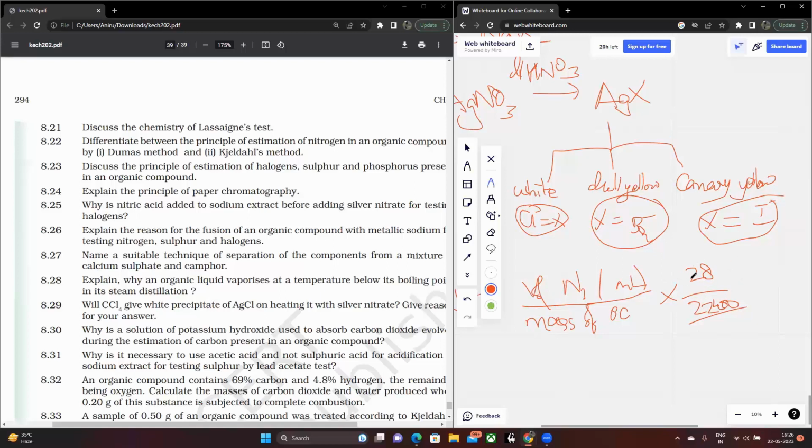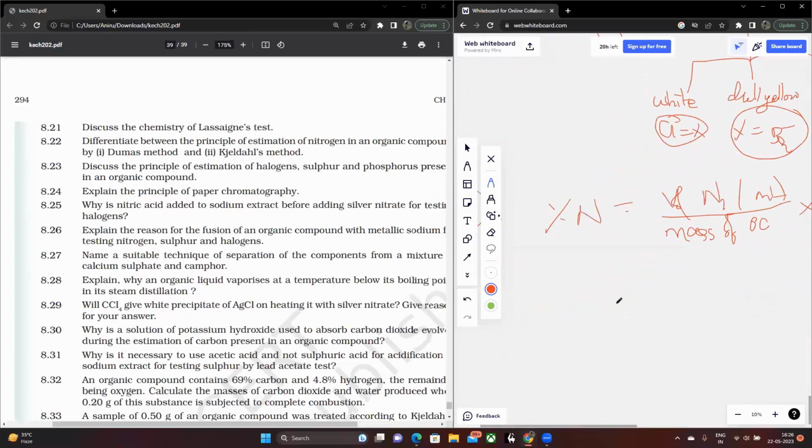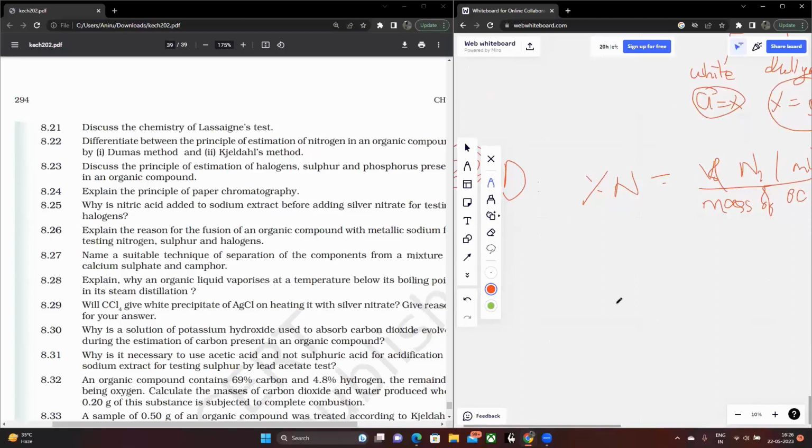We are basically converting milliliters into grams, right? This into 100. You collect at standard temperature and pressure by reacting the compound with excess of copper oxide.